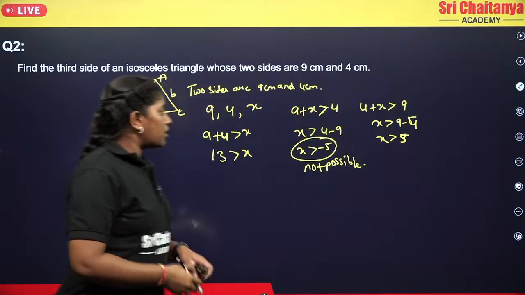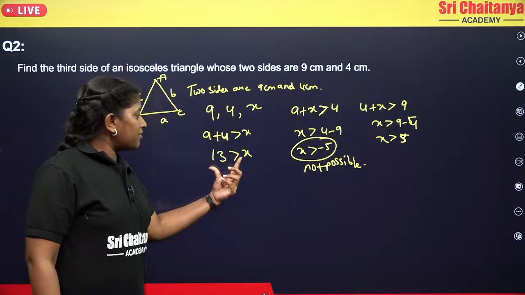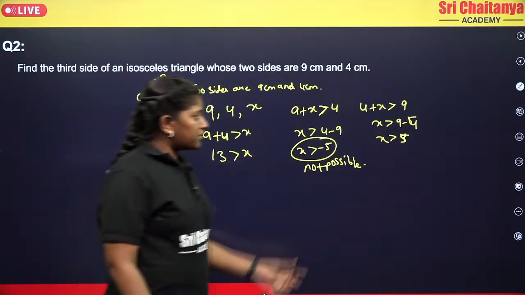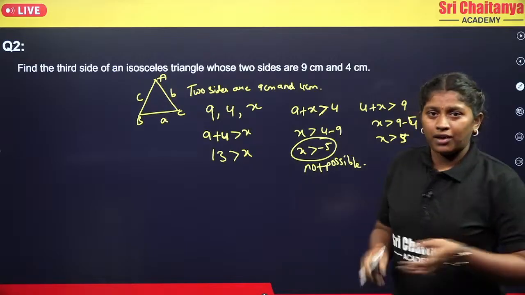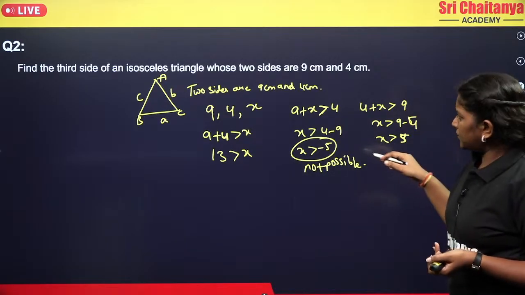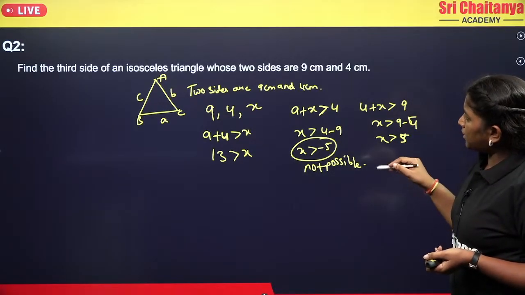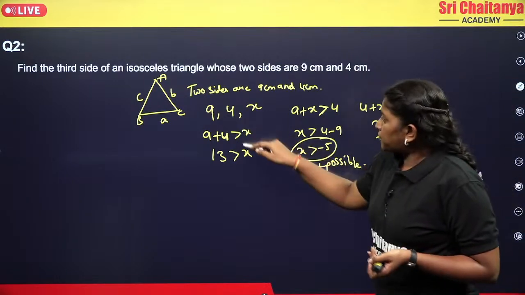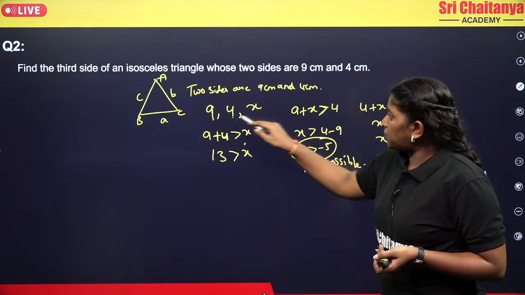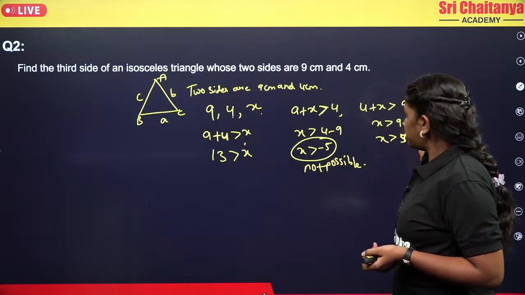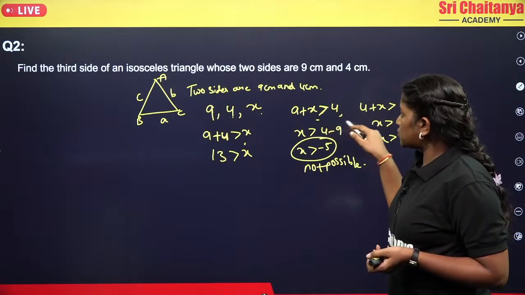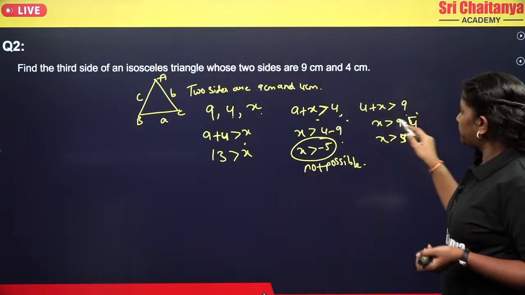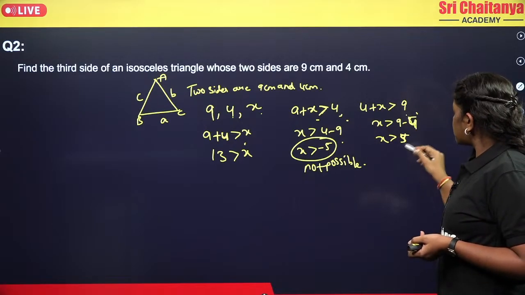So now if you observe here clearly, we will be having x should be less than 13, okay? And x possible values will be greater than 5. Why? Because see here, 9 plus 4 should be greater than x, and 4 plus x should be greater than 9, and 9 plus x should be greater than 4. So from there we got minus 5, which is not possible, and 9 minus 4, which is 5.